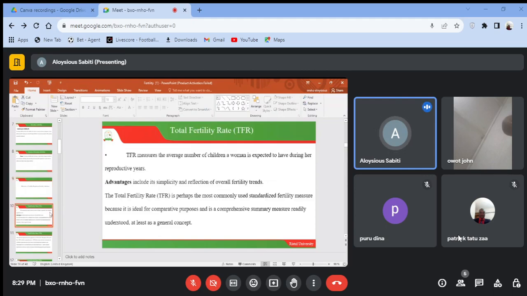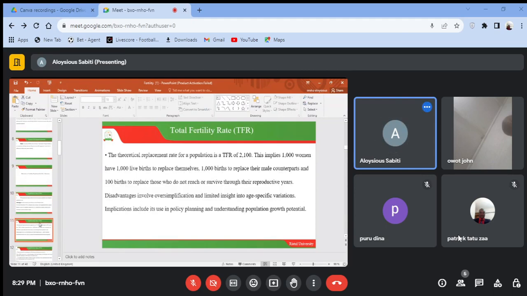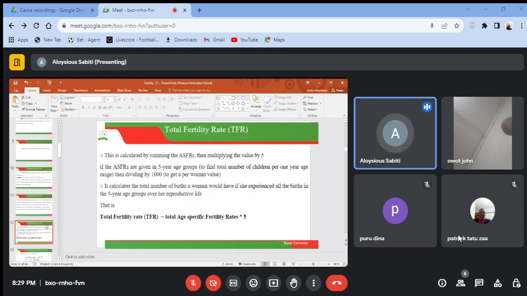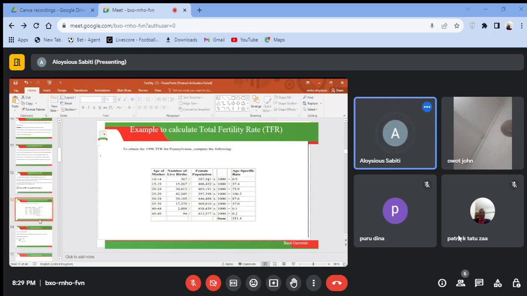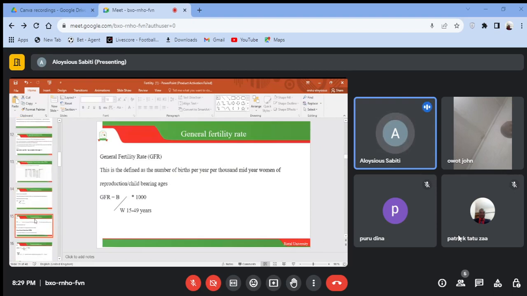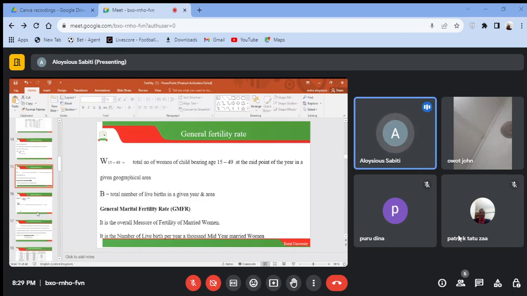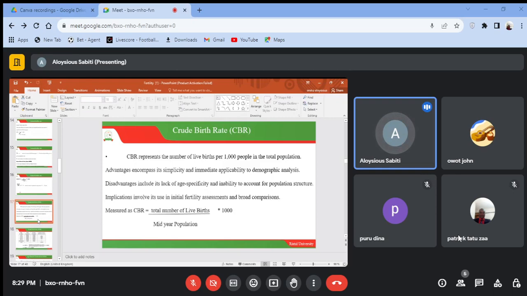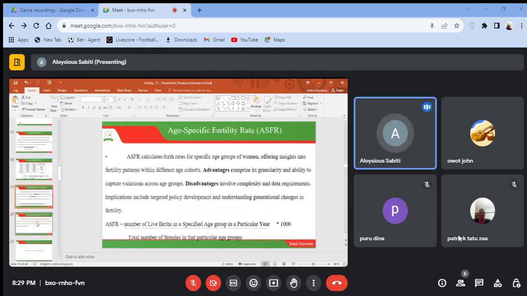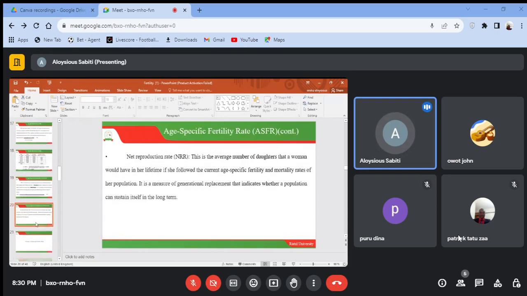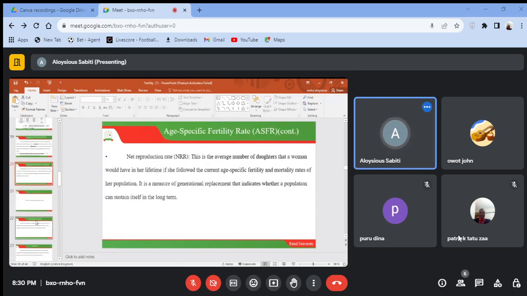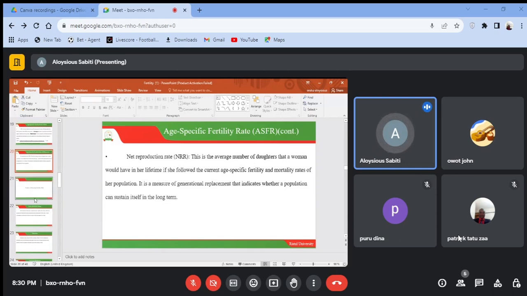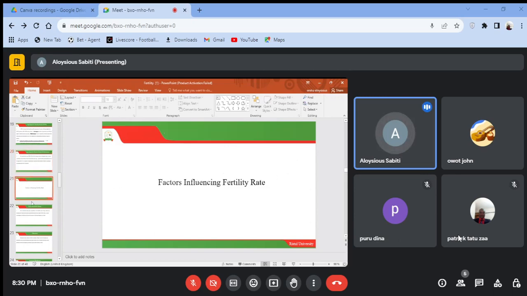And we said you can look at the total fertility rate and how you can calculate it. We looked at the general fertility rate. We looked at the general marital fertility rate. We looked at the crude birth rate, and we also looked at the age-specific fertility rate, and we looked at the net reproduction rate. And also we were able to look at the gross replacement rate, where we looked at how many females are needed to replace a particular population.